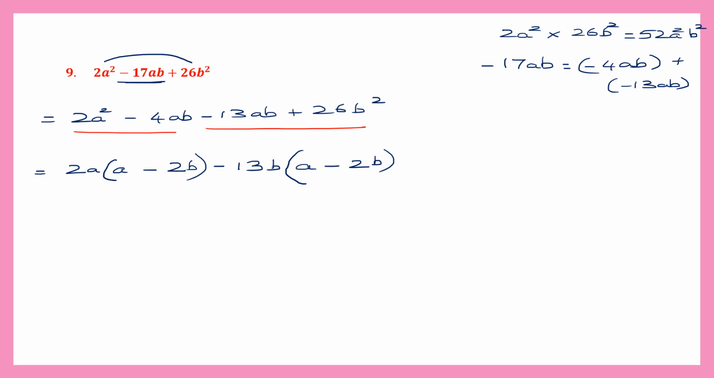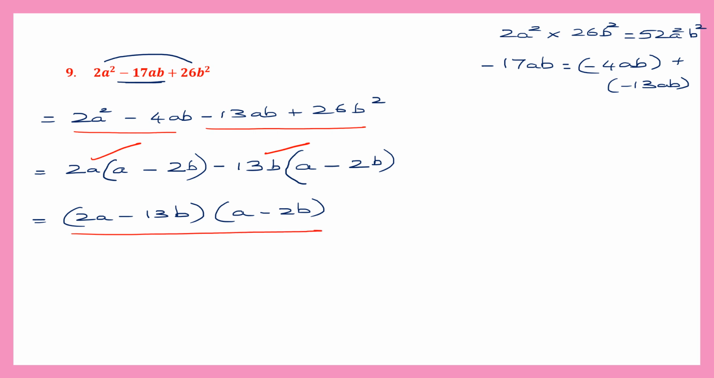Now you can check your answer and see. Minus into minus is plus. 13 into 2 is 26. b into b is b square. So here we have a minus 2b, and here also we should get a minus 2b. Now let me take these two and write it first as the first factor. So that is 2a minus 13b, and the other one within brackets is a minus 2b. So these are my common factors. This is my answer.